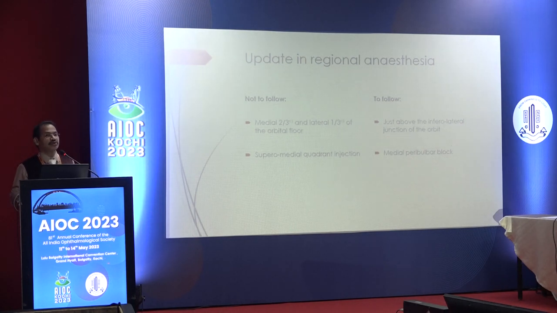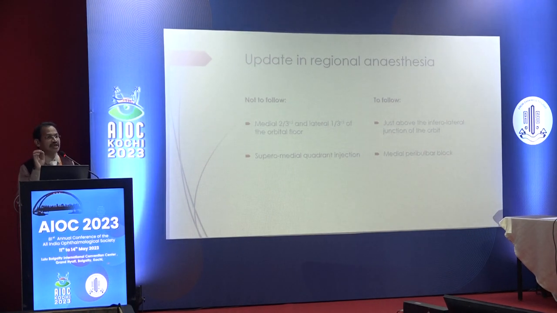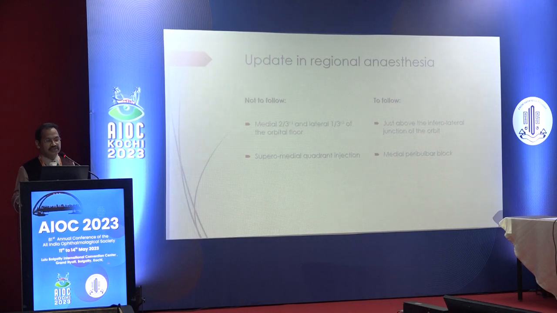The reason is that you can hit the extraocular muscles, thereby resulting in muscle injury and myotoxicity later on. The other safe site for performing the supplementary block is medial peribulbar. Why not superomedial? The reason is that the space available is the least there, it is the most vascular, and many globe perforations can occur. So the safest site for the supplementary injection is the medial peribulbar block.